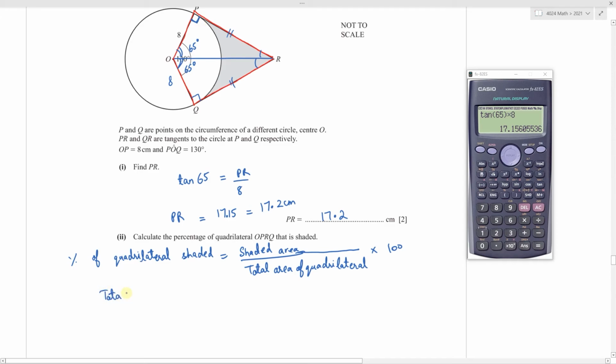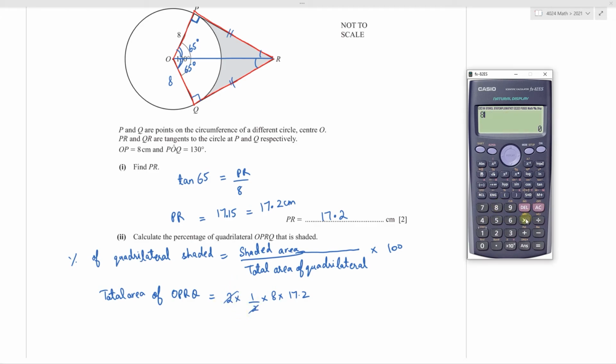So total area of OPRQ equals to 2 times area of this triangle, 1 by 2 into base into height, 8 into 17.2, 1 by 2 into 8 into 17.2. 2 and 2 cancel out, so 8 times 17.2 is equal to 137.6 centimeter square. That is the area of the quadrilateral. So we have found the total area.